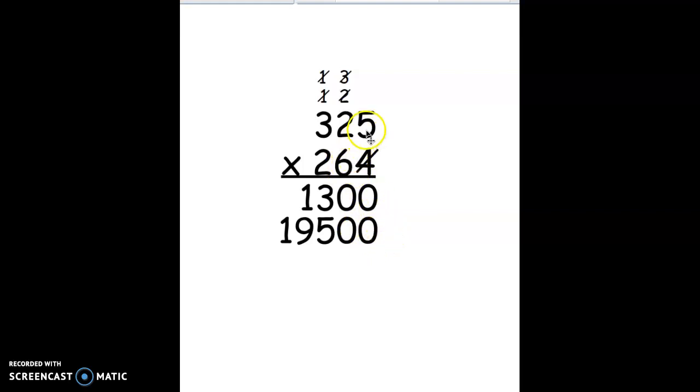And then we did 6 times 5 is 30, regroup the 3. 6 times 2 is 12, plus 3 is 15, regroup the 1. 6 times 3 is 18, plus 1 is 19. So this is where we are right now, and you're very familiar with being able to do all of that.